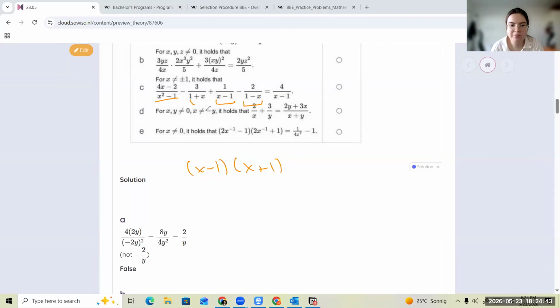So here, 1 plus x and x plus 1 doesn't matter. You just multiply it by x minus 1. Here you multiply it by x plus 1. And here you multiply it by minus x plus 1. So minus 1 times, because you want to change the order from 1 minus x to x minus 1. That's why you have minus 1 times x plus 1 as the multiplier here. This is a very common mistake. It's very easy to make if you're in a rush.